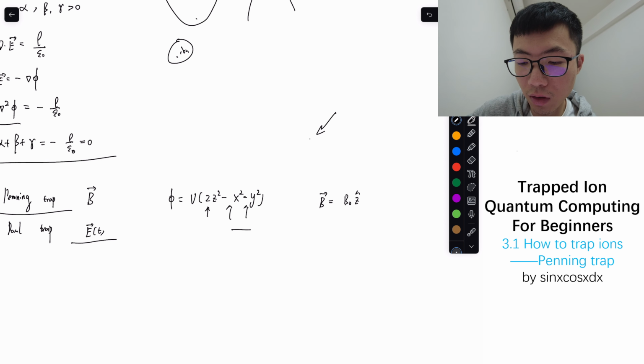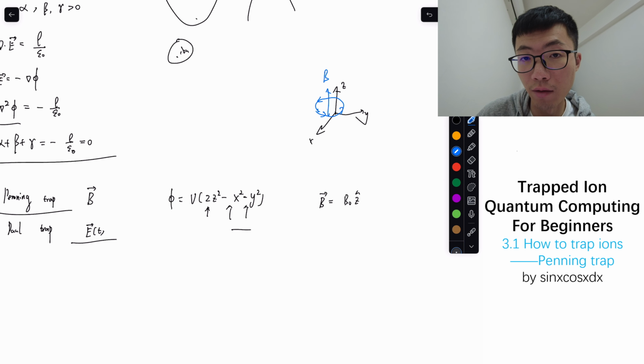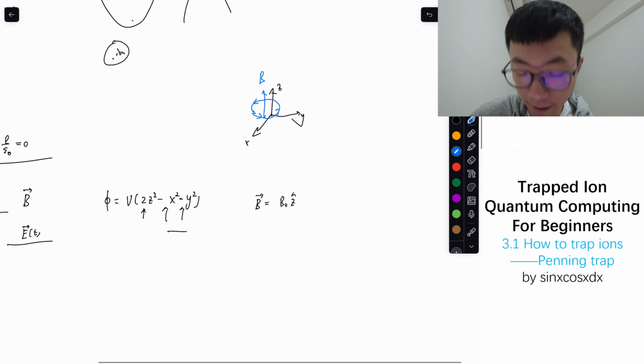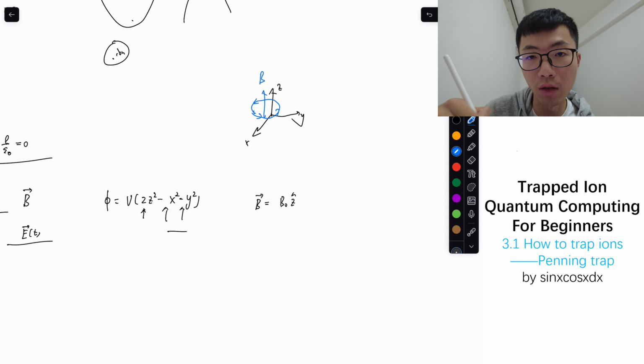for example, we draw this, and if the B field is here, if we don't have other forces in the xy plane, the ion just rotates around the B field, right? And the trajectory in the xy plane is just a circle.